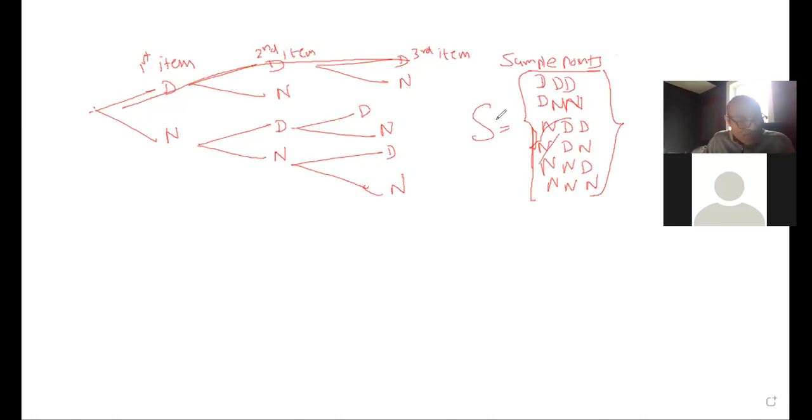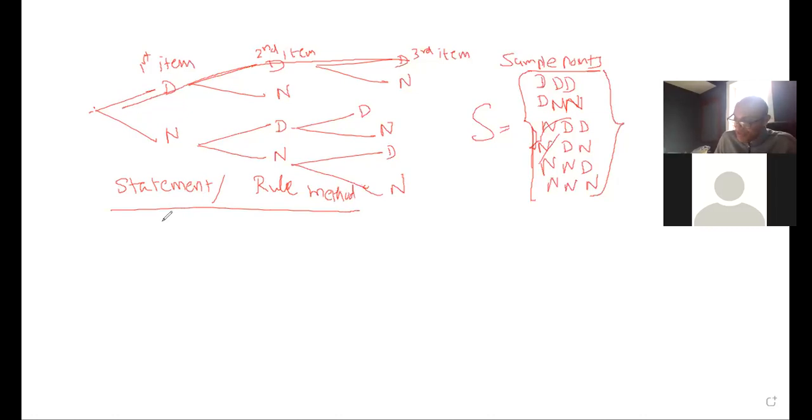But sometimes it is not possible to write all the elements or all the sample points in the sample space. And that's why we need to write the same thing in the abbreviated statement. So that is called the statement or rule method. Statement or rule method.